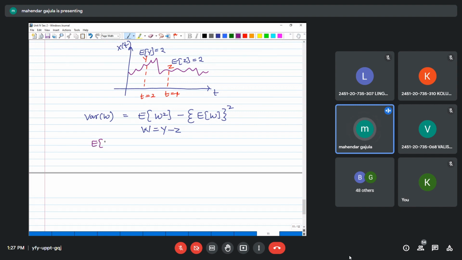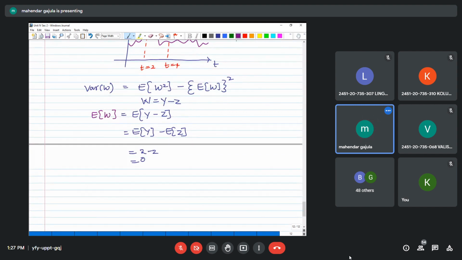Let us find out the expectation of W. So according to this, W equals Y minus Z, so it is the expectation of Y minus Z, which is the expectation of Y minus the expectation of Z. It is 2 minus 2, which is 0. And what is the other unknown? We have to find the expectation of W square. How do you find this? We have to just substitute W equal to Y minus Z, whole square.